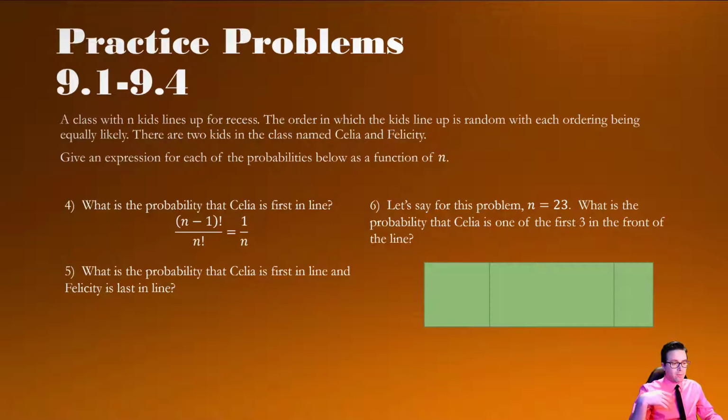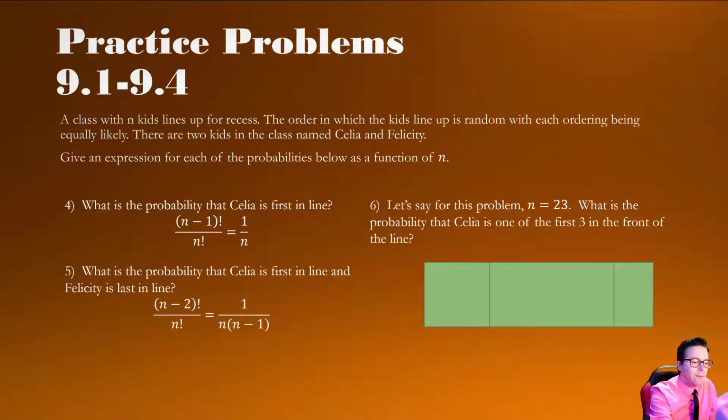So number 5, the probability that Celia is first in line and Felicity is the last in line. So we have an instance for the front and we have an instance for the back. So that's 1 and 1. And then we have N minus 2 because we already have two kids in line. So N minus 2, N minus 3, so on and so forth, all the way down the line for the rest of the kids. So we have 1 times N minus 2 factorial times 1, or N minus 2 factorial. And then again, that would be all over N factorial.